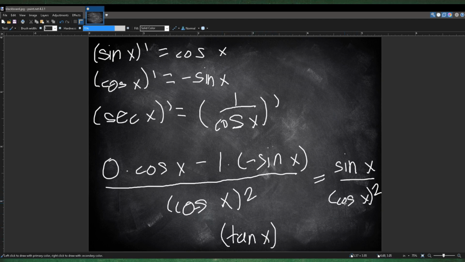Okay, and then we're just left with the cosine on the bottom. One more cosine on the bottom. So 1 over cosine is just secant. So you can leave it like this, or you can simplify to this, basically. So the derivative of secant of x is tangent of x times secant of x.